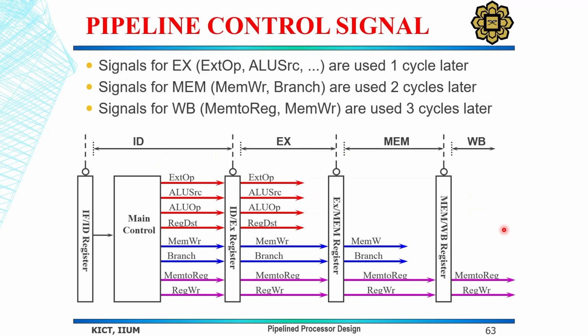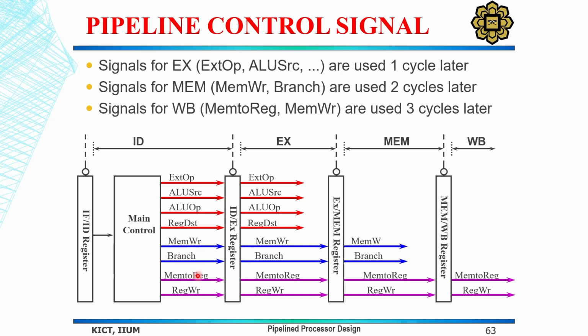Now this slide shows a critical question: if all control signals are generated in the ID stage, when do they actually get used? The answer is that different signals are used in different stages, and at different times. As we saw in the last slide as well, we have three different groups of these control signals: the execute group, the memory group, and the write back group.